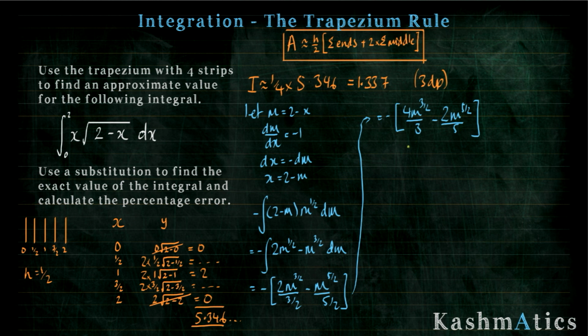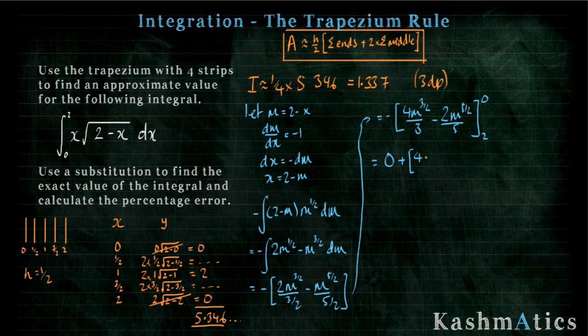Remember, my original limits were in terms of x, but these limits are going to have to be in terms of m. Now if m is equal to 2 take away x, 2 take away 2 becomes 0, so the upper limit is 0, and the lower limit, 2 take away 0, is 2. So these are the numbers I'm going to plug in, and in that order. Now if I put in the 0, I'm just going to get 0 because 0 to the power anything will just be 0. So it'll be 0 take away minus, so it ends up being a plus, and now I'm going to put the 2 in.